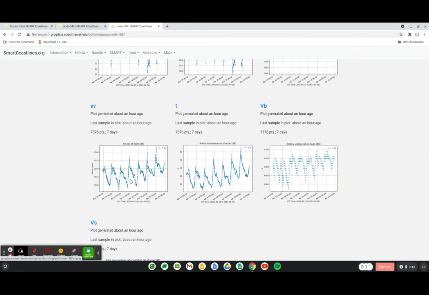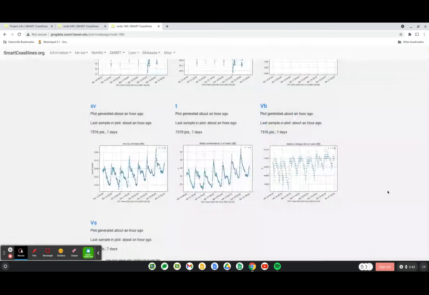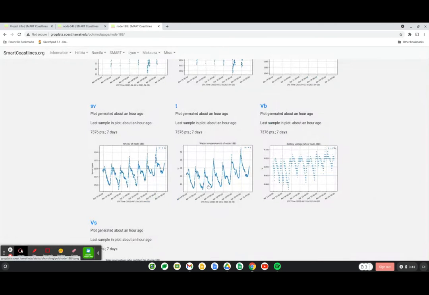Here we notice this graph is measuring the sound speed. How fast does sound move in the water? We see that that changes day by day as well. And if we compare that with the next graph, this one is measuring water temperature. And each day as the sun heats the water, we would expect that the temperature would rise. And then at night, the temperature falls. We see that here in the temperature graph. And there seems to be a connection to the sound speed. If you increase the temperature, then that means that you're increasing the sound speed as well.